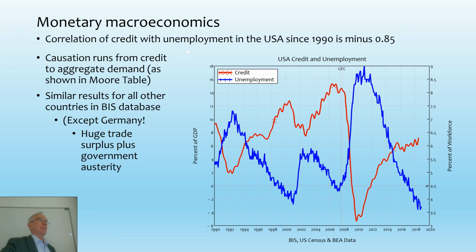Germany is about the only exception to this relationship, largely because it's relied upon an enormous trade surplus and it's also practicing government austerity, and that dominates what's happening with the credit system in Germany. Not to Germany's benefit, as you can see, because Germany is now in recession, despite the fact that it benefits the most from the euro.